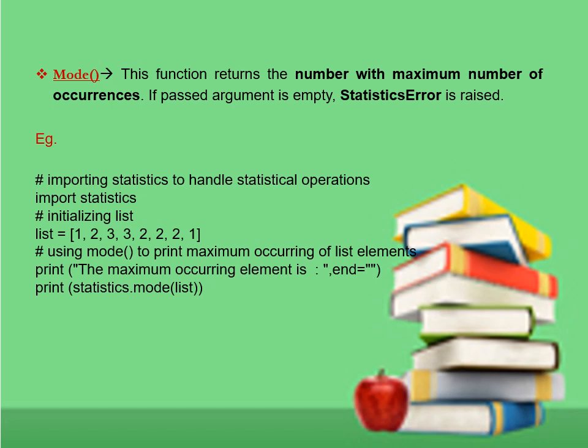First, we have to import the statistics module. Then again I am taking one list, list equal to 1, 2, 3, 3, 2, 2, 2, 1. If we want to find the mode value of this list, we have to write the command print(statistics.mode(list)). So it will find the mode of the list, meaning the maximum number of occurrences. We can see here 2's appearance is maximum. 2 appeared here 1, 2, 3, 4, 4 times, which is the maximum. So what will be the result? The answer will be 2 because 2 occurred the maximum number of times.